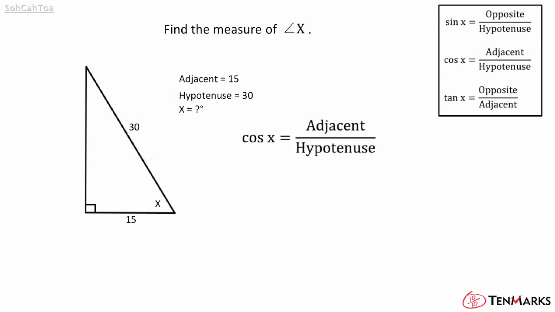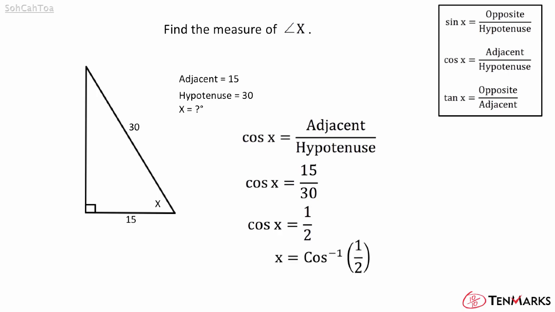Fill in the values for the adjacent side and the hypotenuse. Then simplify. To solve for X, you need to take the inverse of the cosine. There is a button on your calculator that has cosine with an exponent of -1. This is the inverse cosine button. Press that button to take the inverse of cosine of 1/2. The answer gives you that the value of X is equal to 60 degrees.